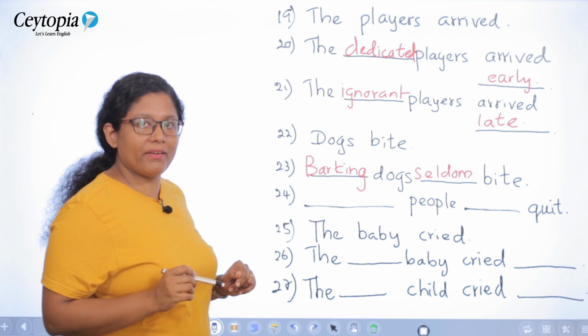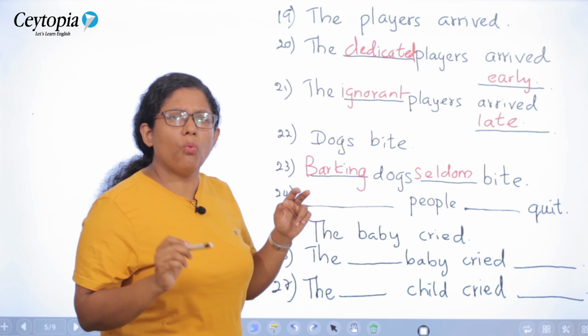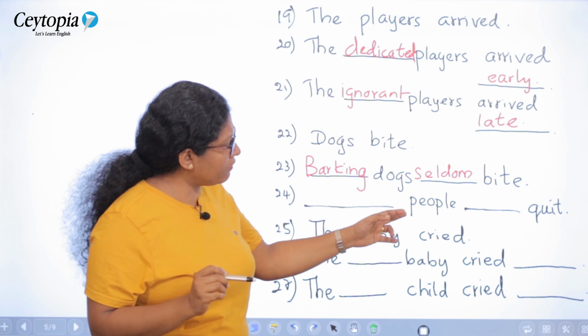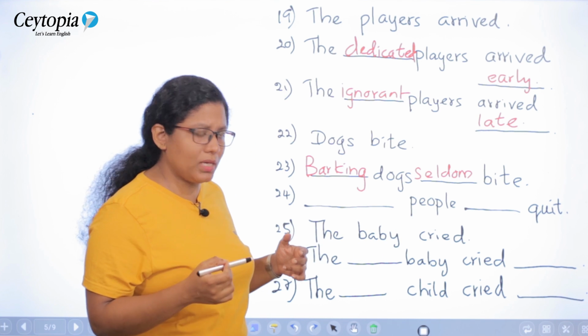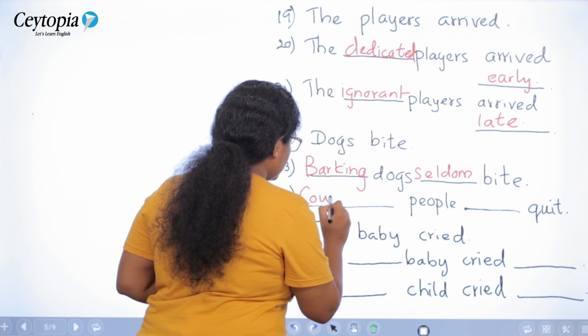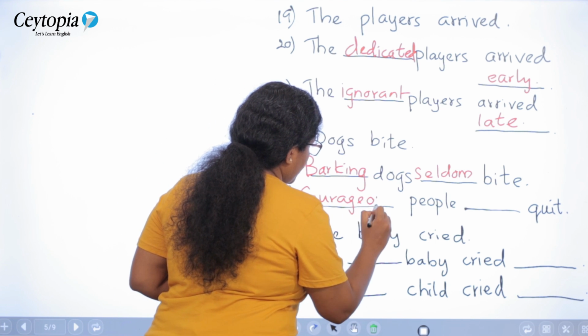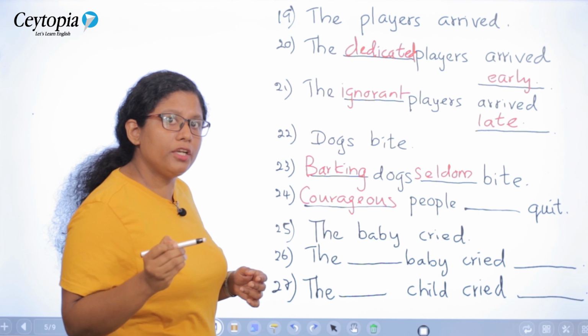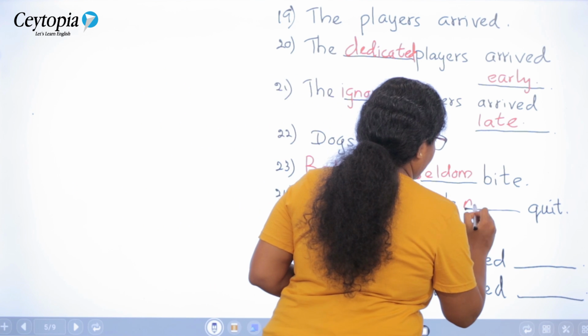Okay, number 25. People quit. What kind of people? Because this doesn't give you a good understanding about the situation. People, what kind of people? Courageous people. Courageous people, what do they do? They never quit.